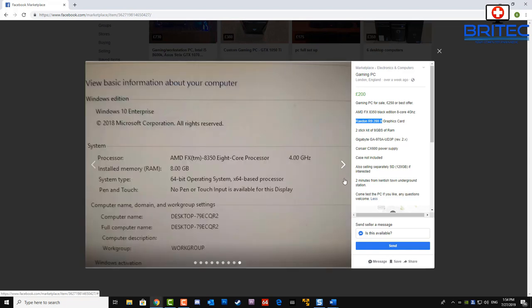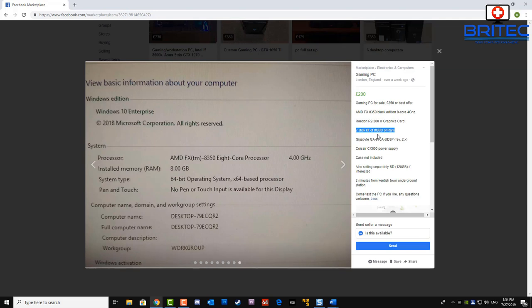You can see here this one's got Windows 10 Enterprise in it. Well, I can tell you right now that's probably a pirated version of Windows on there, so you've already lost your version of Windows. And you can also see there's a bunch of other things on here, and they're asking for £200 for this system.